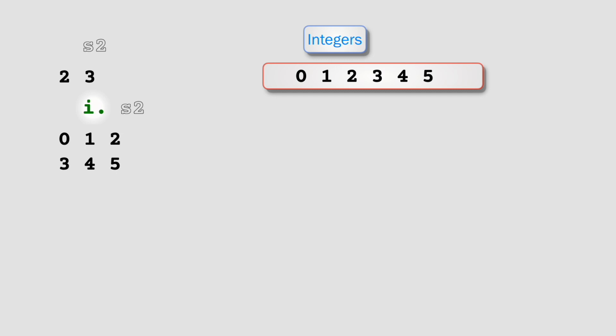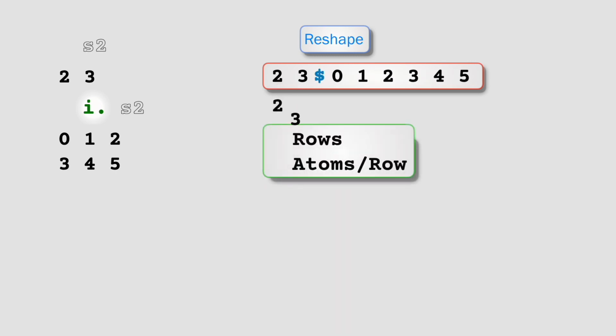Moving up to the next level, we look at an argument that is a list of 2 integers, 2 and 3. Now the required integer pool will be from 0 to 5. And this is reshaped into 2 rows with 3 atoms per row.